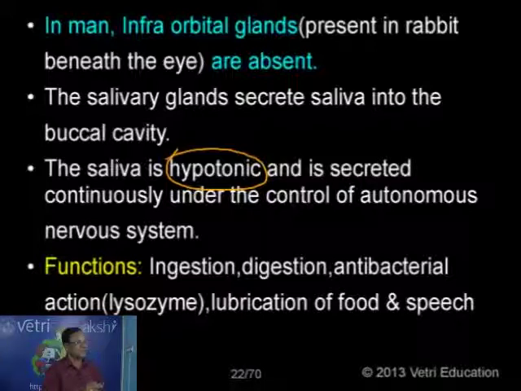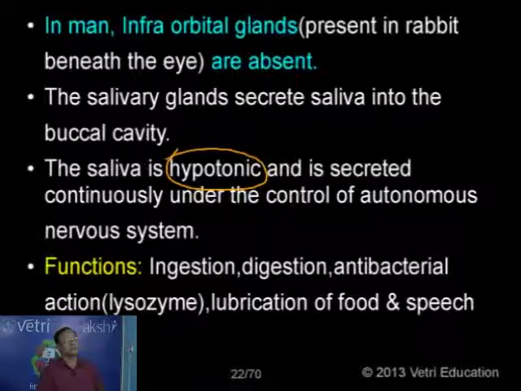The secretion of saliva is a reflex activity because it is secreted spontaneously without your will. On seeing the food, automatically it is secreted. So that is why it is under the control of the autonomous nervous system. Any reflex activity is always under the control of the autonomous nervous system. So it is hypertonic. Then what about the function?